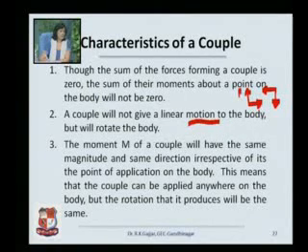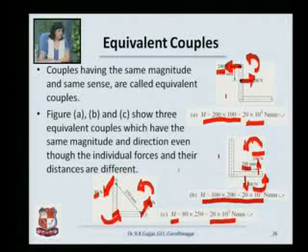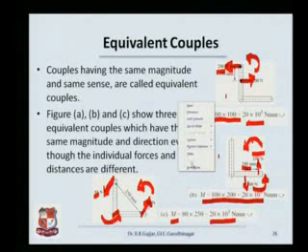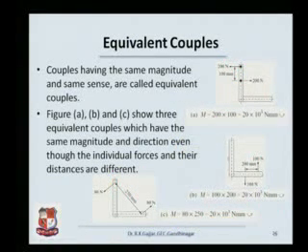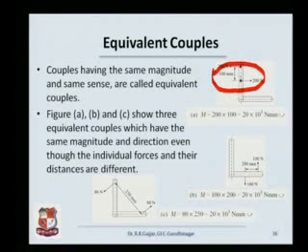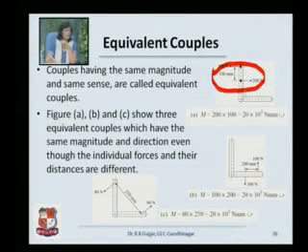If you have force F in this direction, the moment M of the couple will have the same magnitude and same direction irrespective of its point of application. Let us understand what is meant by this. Supposing we look at this couple. The couple has the effect of rotating the body in the anti-clockwise direction by a magnitude 20 Newton meters.